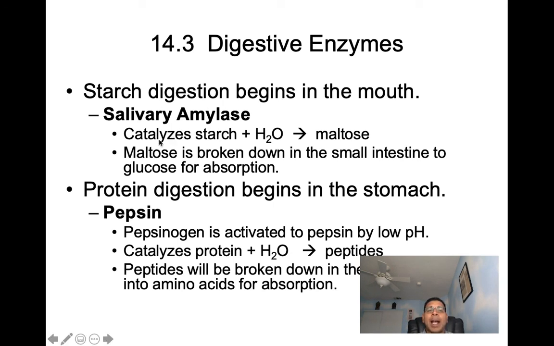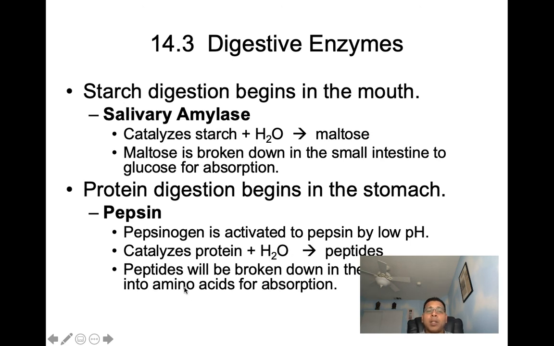Salivary amylase will catalyze starch and water into maltose. Maltose then is going to get broken down in the small intestine to glucose for absorption. Our protein digestion is going to begin in the stomach with pepsin. Pepsinogen is going to get activated to pepsin by our low pH, by the acid. And it will catalyze the reaction of proteins and water to form peptides.